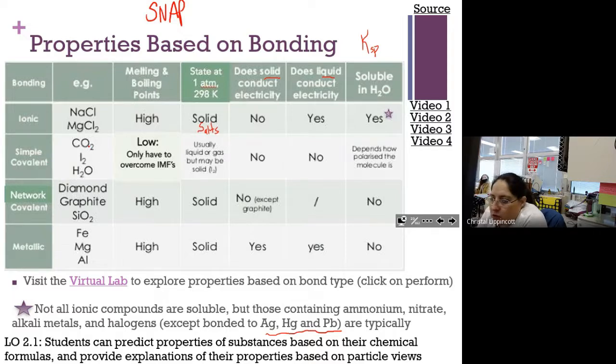Covalent then, here are some of your covalent compounds. They have low melting and boiling points because they only need to overcome these IMFs. Typically, they are either liquids or gases, but you do have some of them that are solids, especially if they're bigger molecules, like sugar, for example. Sugar is a covalent molecule, but it's a very large molecule compared to, say, CO2.